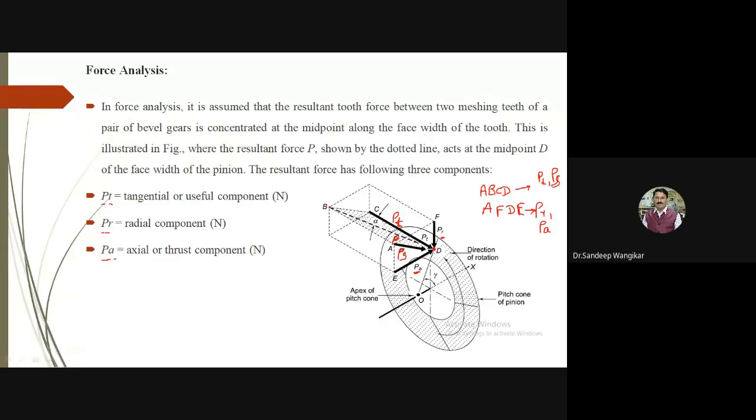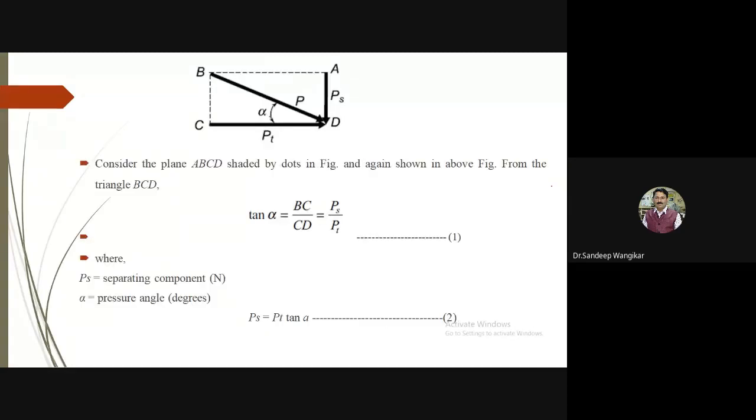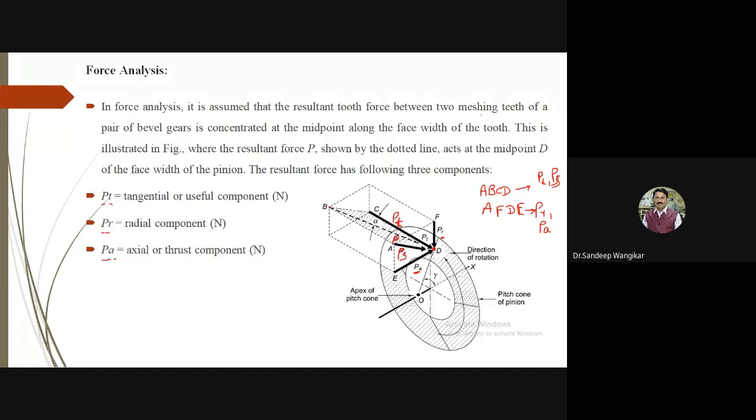Now from the diagram, let us see what the angles alpha are and proceed further. Alpha is the pressure angle while gamma is the pitch angle. We have considered first the plane A, B, C, D. Looking at these particular diagrams, the planes are shown. So here PT and PS you can calculate, by considering two different planes as we proceed further.